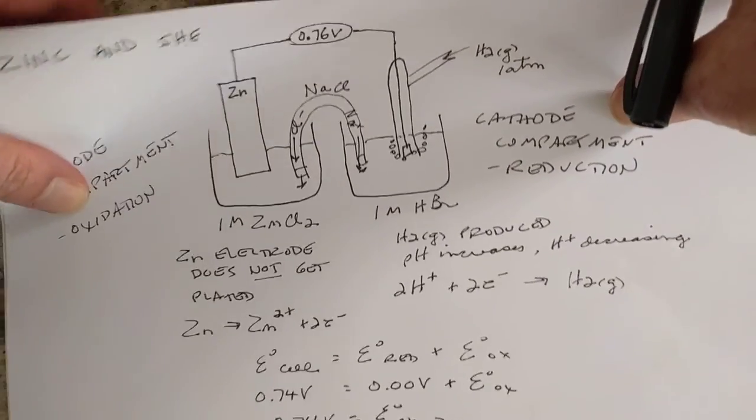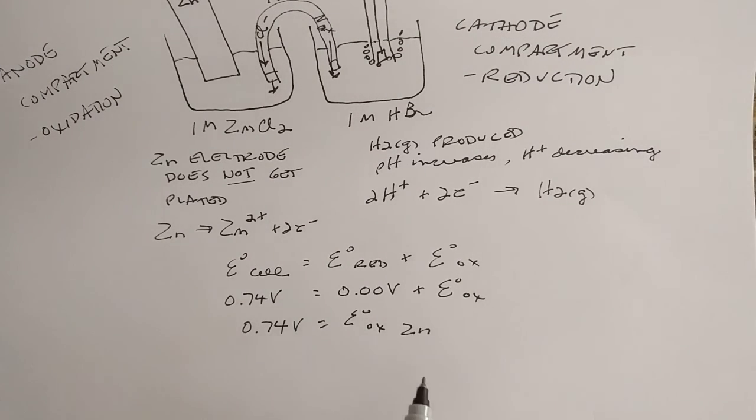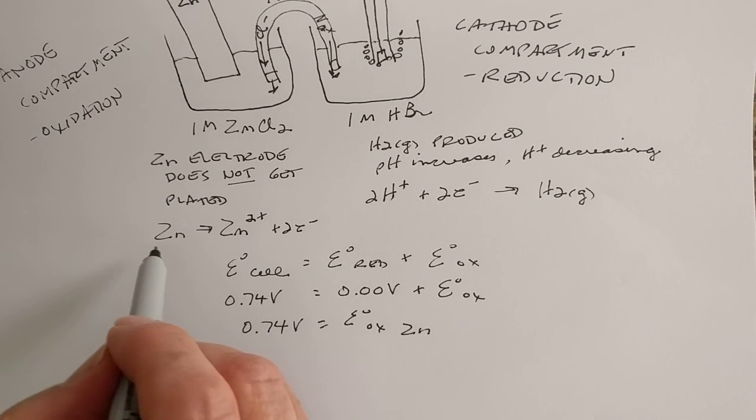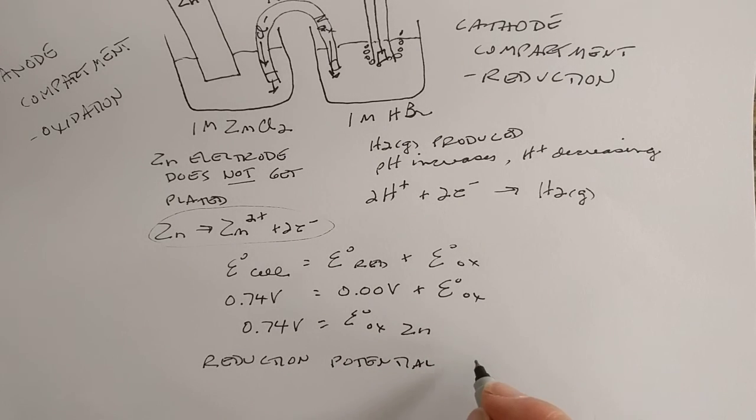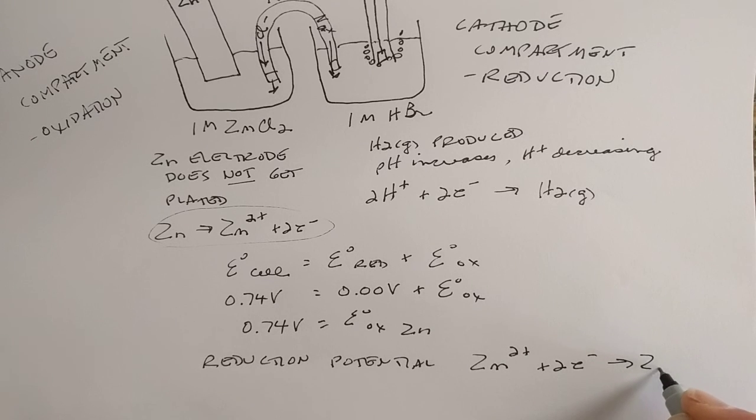So now, to get the reduction potential, this is the E0 for this oxidation. To get the reduction potential, and that equation would be Zn2+ plus 2 electrons going to zinc, we have to take the negative of that. That E0 would equal negative 0.76 volts.